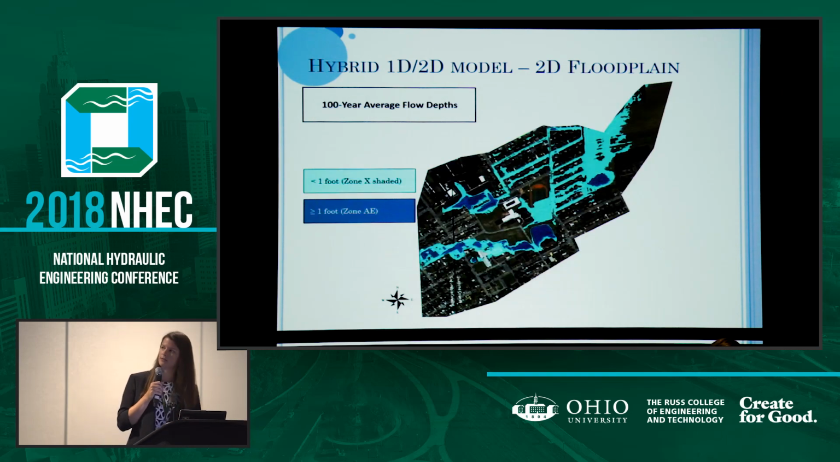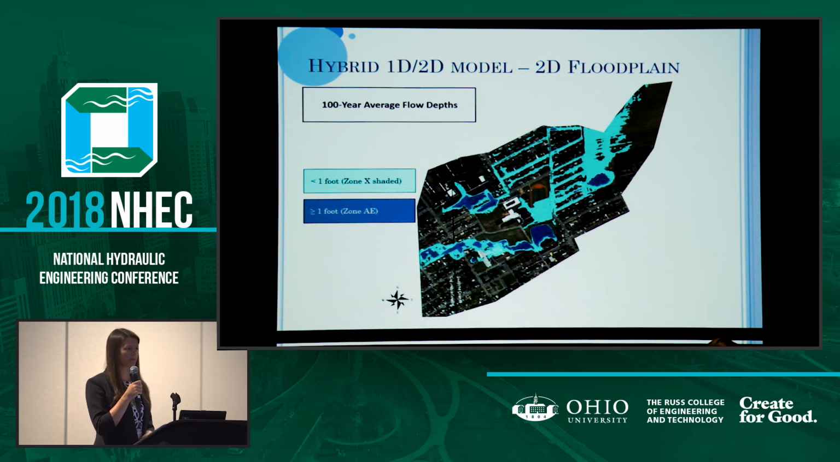Another way to display those same results for the 100-year event is to use the average flow depth. This plot shows areas with less than 1 foot of flow depth in light blue and greater than 1 foot of flow depth in dark blue. This type of 2D output will be used later when updating the FEMA map with the appropriate flood insurance zones.